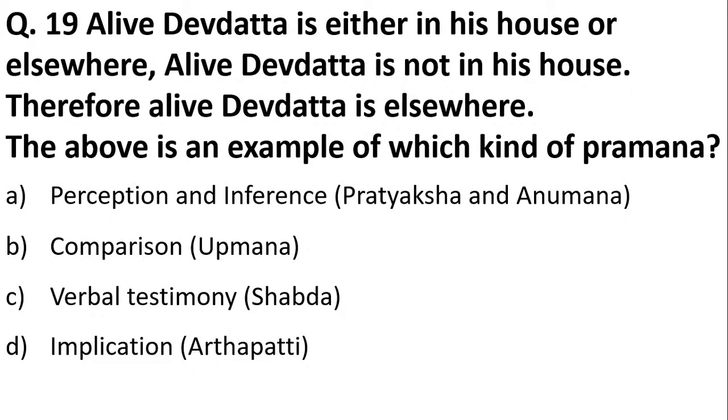Alive Devdatta is either in his house or is elsewhere. Alive Devdatta is not in his house, therefore Alive Devdatta is elsewhere. So they are just trying to say that this person is not dead, he is alive, he is in this world. Therefore, the above is an example of which kind of pramana? So we have six kinds of pramanas, that is Pratyaksha, Anumana, Shabda, Arthapatti, Anupalabdhi and Upamana.